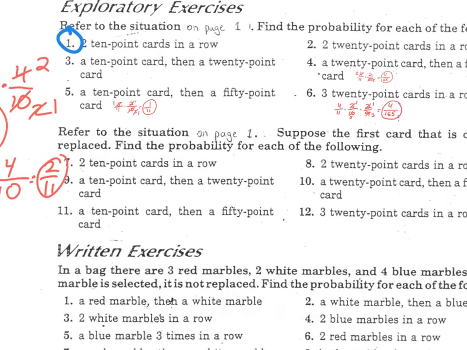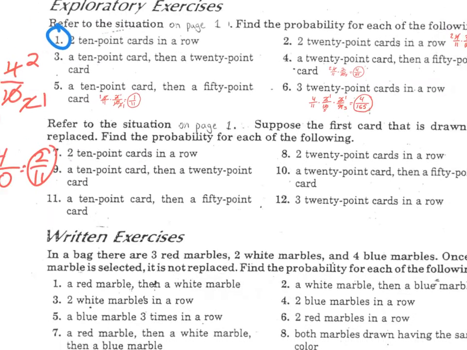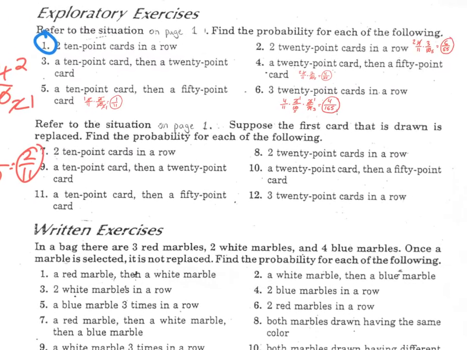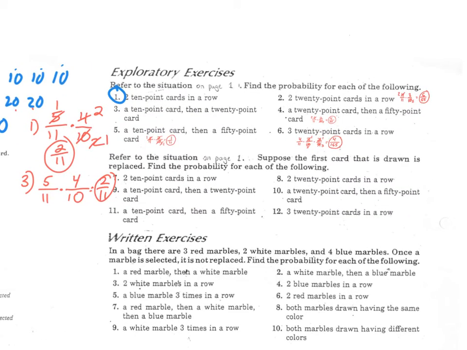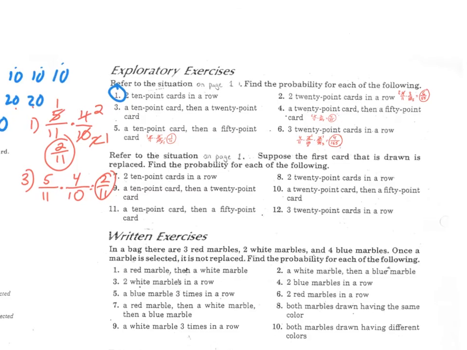These are going to be actually asking the same questions, but the rules are changed here. This time, that first card that is drawn is replaced. This is actually going to take us back to the probability of independent events, because they're not going to affect each other. So each time the card is replaced, each time that they choose, there's going to be 11 cards.